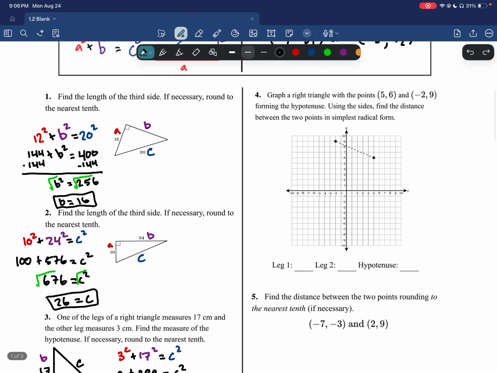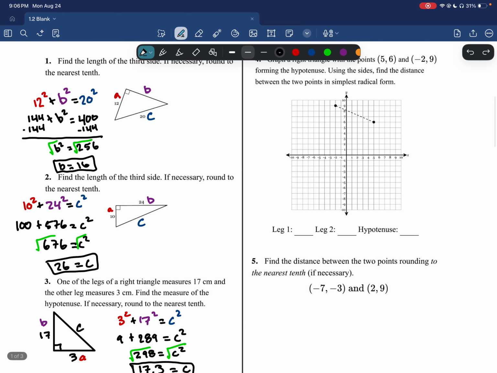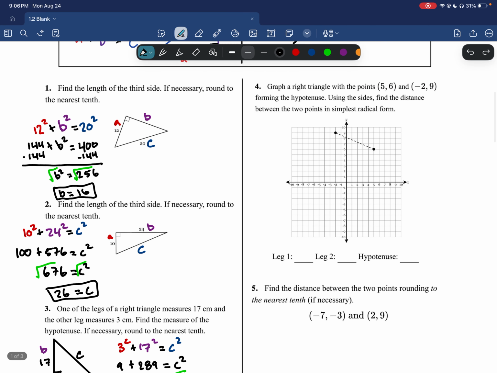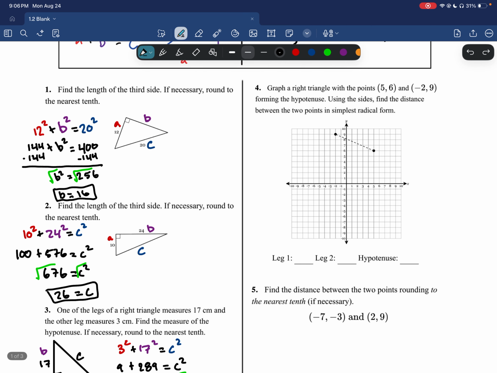All right. Let's take a look at example 4. It says, graph a right triangle with the points 5, 6, and -2, 9, forming the hypotenuse. So this is the hypotenuse of my triangle. Using the sides, find the distance between the 2 points in simplest radical form. So this one, simplest radical form, I cannot just have a decimal like I did over here. I need to simplify that radical by hand.